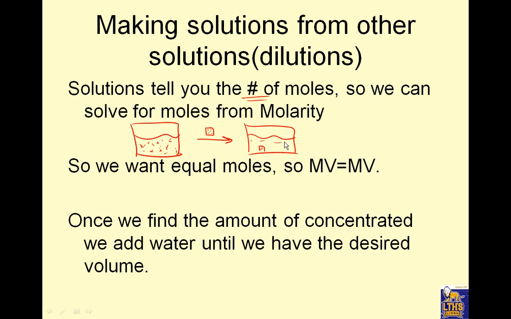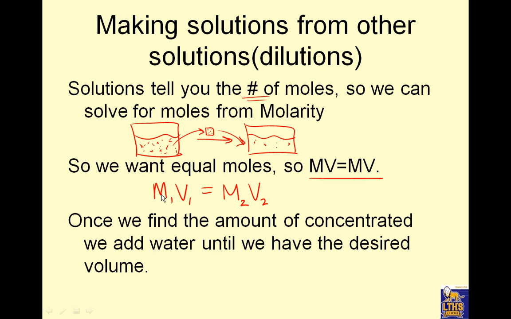But then, to dilute it, we add more water. So the thing that happens is that however many moles we took from here are still in there. The moles are equal. What's different is the amount of solvent. We want equal moles, so the formula we use for dilution is the molarity of our first solution times the volume of it that we took is equal to the molarity of our second solution times the volume of that.